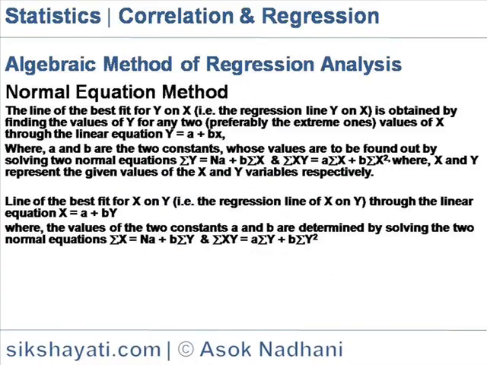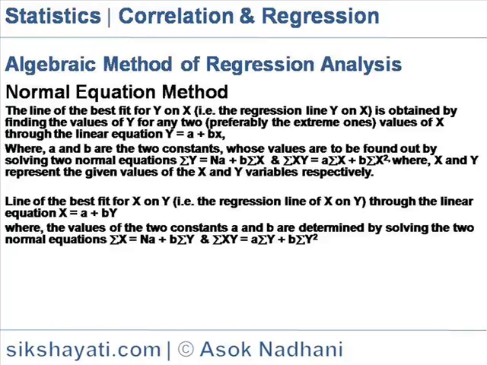Algebraic method of regression analysis. Normal equation method. The line of best fit for y on x is obtained by finding the values of y for any two values of x through the linear equation y is equal to a plus bx, where a and b are the two constants whose values are to be found by solving the two normal equations: sigma y is equal to na plus b sigma x, and sigma xy is equal to a into sigma x plus b into sigma x square, where x and y represent the given values of x and y variables respectively.